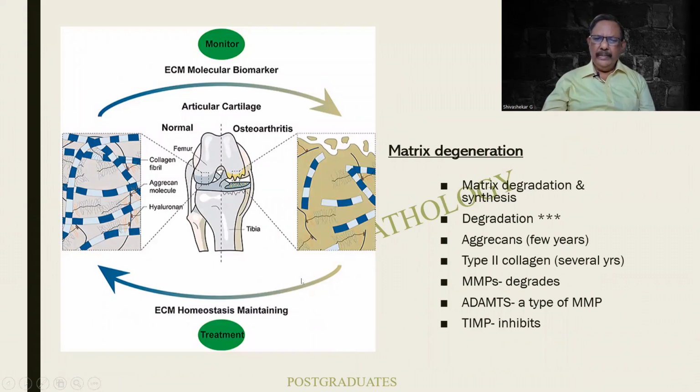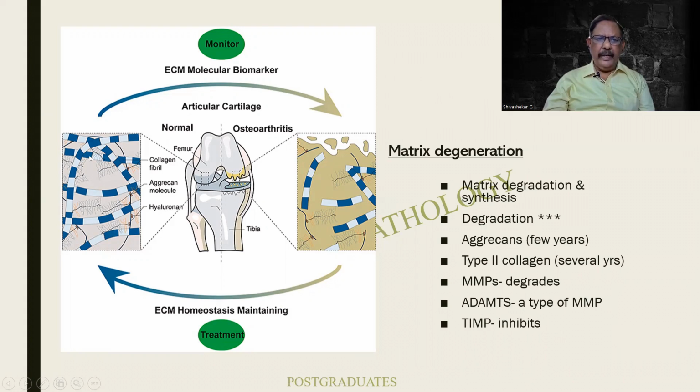A very simple diagram, but then this. There is a matrix degeneration or degradation, which is increased. Aggregants are damaged over a period. Type 2 collagen also gets involved, and matrix metalloproteinases are there, which also increase the degradation. ADAMTS is a type of matrix metalloproteinase, and TIMP, tissue inhibitor of MMP. So these things we will be remembering. Matrix and collagen type 2, ADAMTS and TIMP.